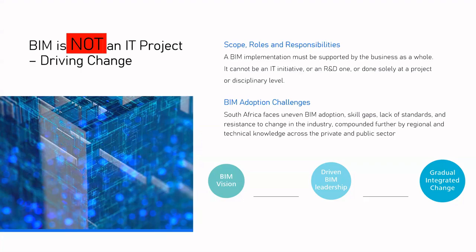So there needs to be a very clear BIM vision from a leadership point of view. Why are we moving in this direction? That driven BIM leadership then needs to start looking at how to implement this, and the resources and the change management protocols, etc., that are needed to actually drive this change. Then moving forward beyond that, we look at the gradual integrated change.